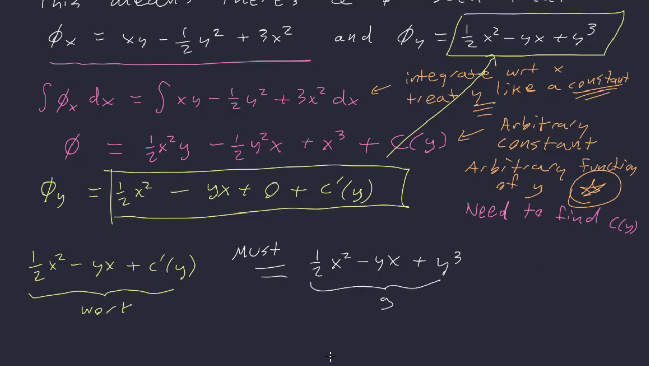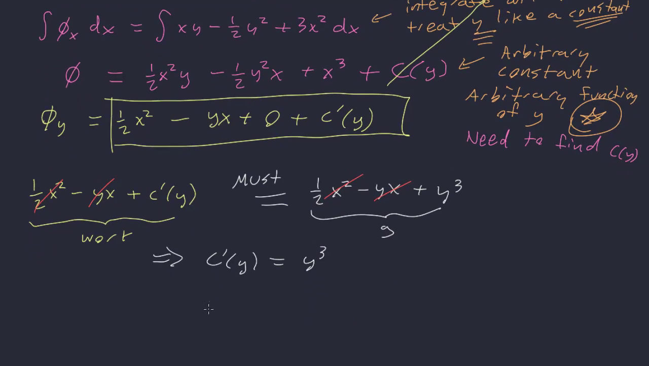This is g. Okay, so this thing must match this thing. Well, notice that the 1/2 x squared is the same, the minus yx is the same, so this tells us that c prime of y is y cubed.